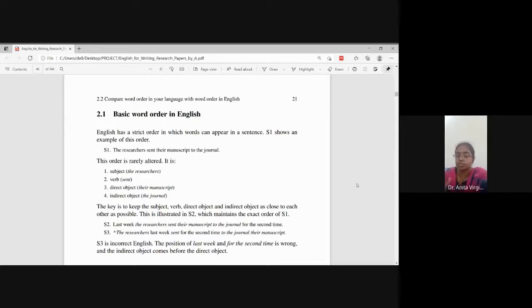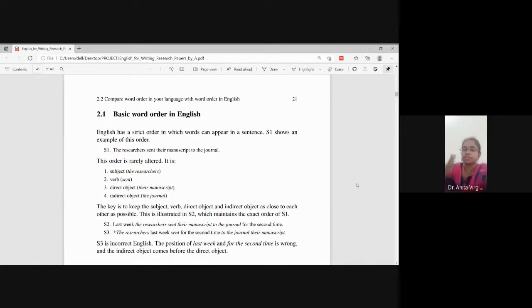This is how the word order should be. First will be the subject and next will be the verb and the object. Object can be direct or indirect. Now we can see this particular sentence that they have used for S1: the researchers sent their manuscript to the journal.